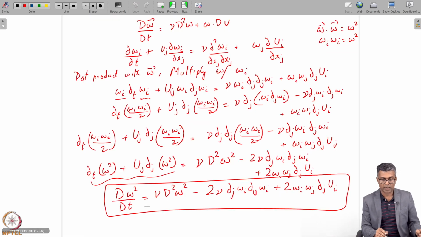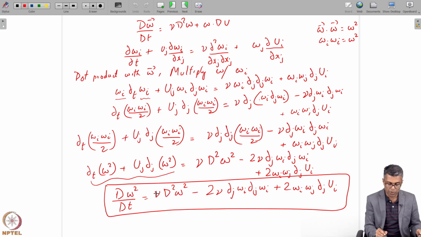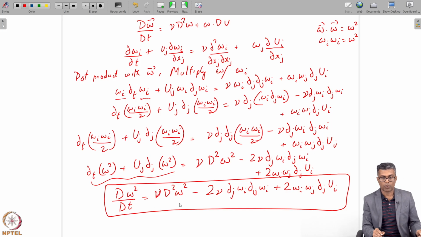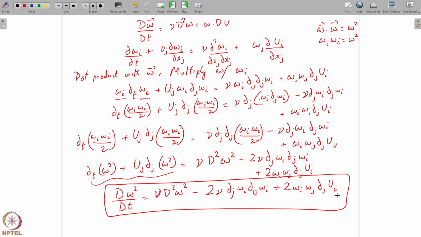D omega squared, the substantial derivative of the entropy, is equal to nu del squared omega squared, minus 2 nu del j omega I and del j omega I, plus 2 omega I omega j del j ui. That's exactly what I had to prove, and which is what I got.